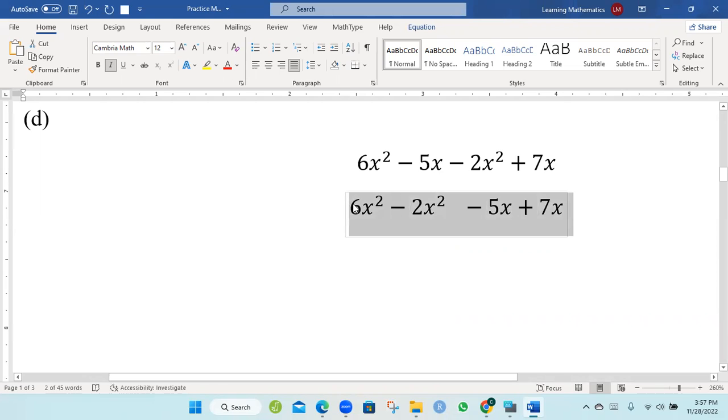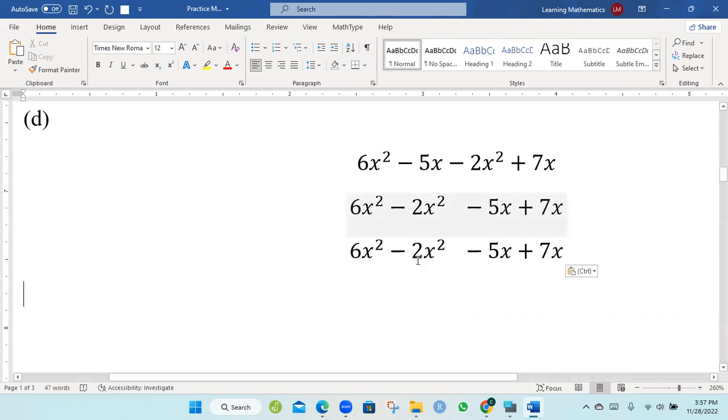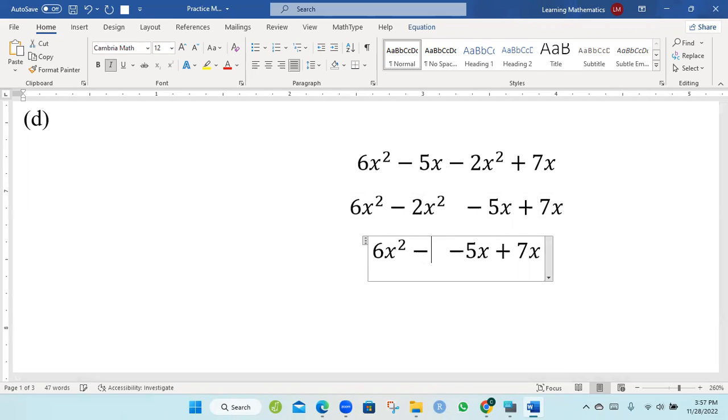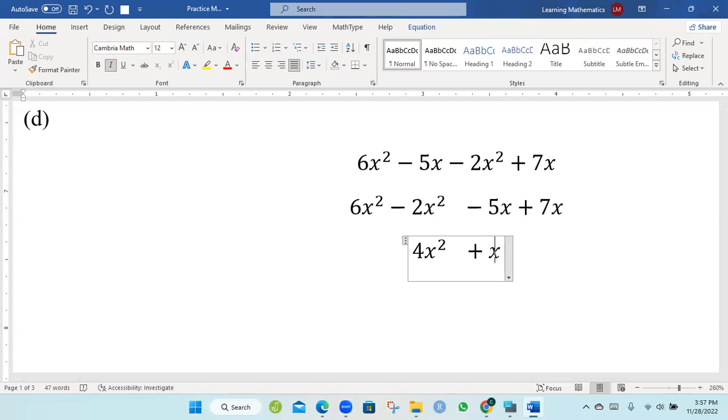So now 6x squared subtract 2x squared. We take out 2x squared from 6x squared. We are left with 4x squared. And negative 5x, that's 5x towards the left. And a plus 7x, 7x towards the right. Or you're taking out 5 from 7. If you take out 5 from 7, you have a positive 2. So minus 5x, take out 5x from 7x, we are left with 2x. Let's go to E, sorry.